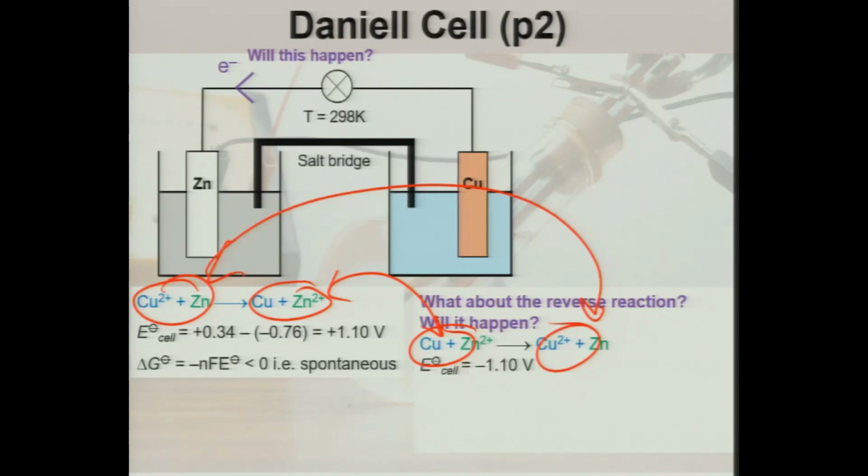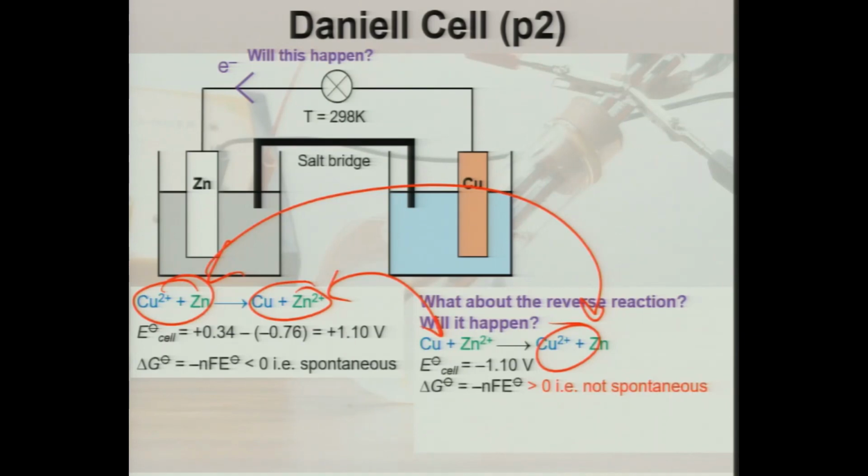Okay, so for the reverse reaction, can you see my E naught cell is now negative? With a negative E naught cell, I can deduce that delta G naught is positive, and that is why the reaction is not spontaneous. Okay, people, what do you understand by the term non-spontaneous? The reaction, will it happen?